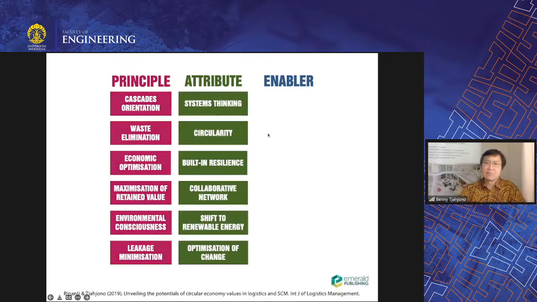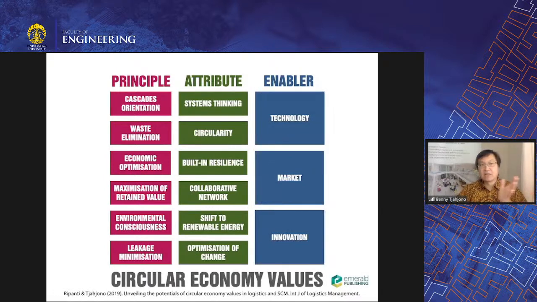And secondly, attributes. Attributes are the natural characteristics of the products that we want to apply the circular economy to. Although we know the principles, if the products are not designed in such a way, not produced in such a way that supports the circular economy, then it would be very difficult for us to reuse it, to recycle it, to refurbish it. And finally, in addition to the principles and the attributes, we also need some enablers. Enablers are, for example, the technologies, the market, and also the different types of innovation that we need to do to that particular product.